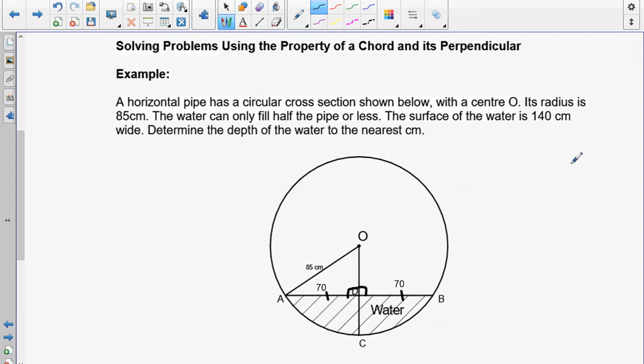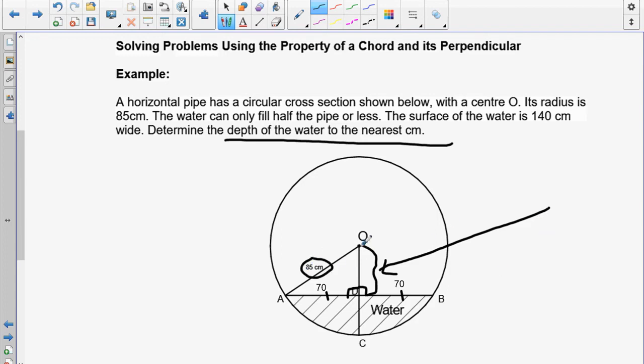Now the question here says, determine the depth of the water. Well, I don't know what this is here. I can't figure that out. But what I can figure out is what this is. Once I know that, I know that OC is a radius, which is 85.